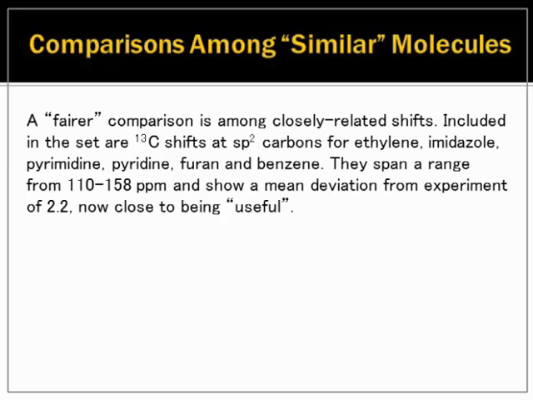If I ask a slightly better question, instead of looking at all these diverse molecules, I simply focus on one kind. So I'm going to focus on the few sp2 carbons in the set, the ethylene, imidazole, and so on. There are only 6 molecules that have sp2 carbons in the set, and they have a smaller range, 110 to 160 ppm. What you see now is that the error in that set is something like 2.2. That is actually getting close to useful.